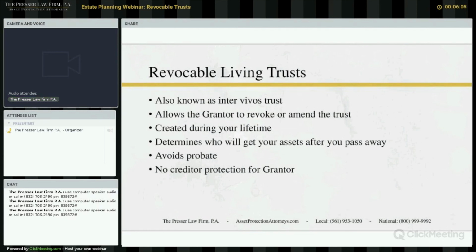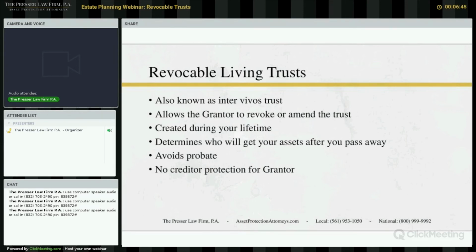When assets are owned in a trust, they avoid that court process. And lastly, what I think it's important to point out, considering our firm focuses on asset protection, is that with a revocable trust, because the grantor has the ability to revoke and change that trust, there is no creditor protection inside that trust. That doesn't mean that the revocable trust can't be hooked up to other creditor protected entities. In fact, that's really the best way to go, to integrate your estate plan with your asset protection plan.